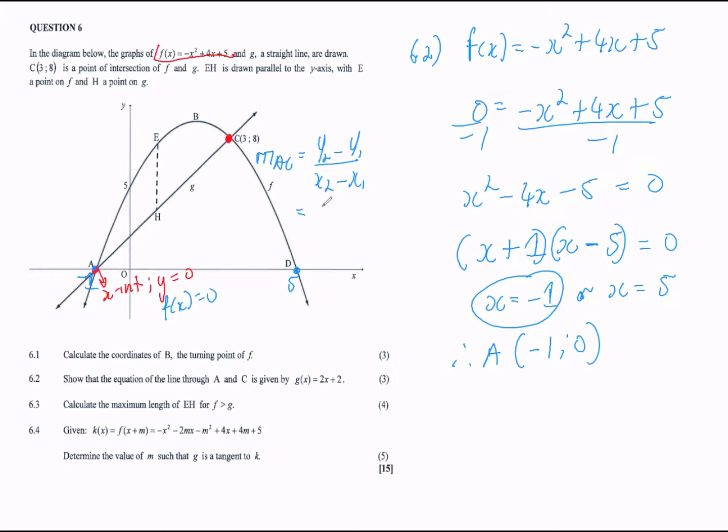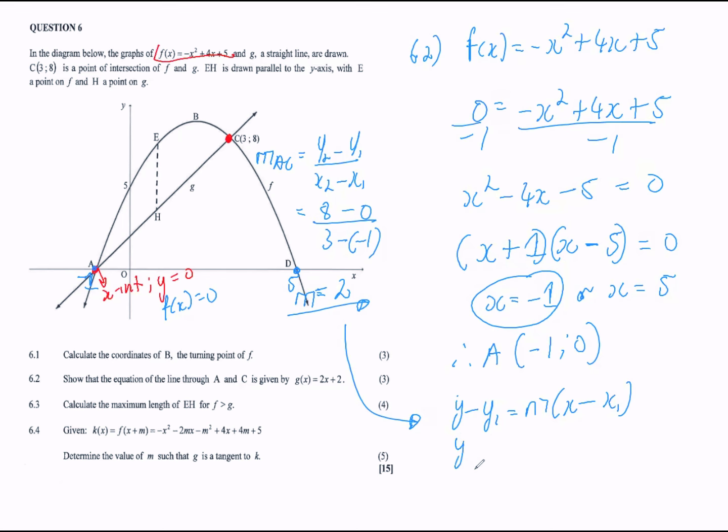Then we have 8 minus 0 over 3 minus negative 1, which, if we punch all of that into our calculator, we get our gradient is equal to 2, right? So to then complete the equation, we are going to say y minus y1 is equal to m, x minus x1.